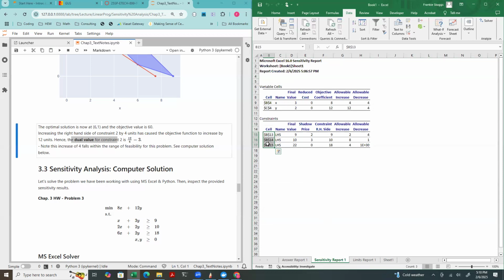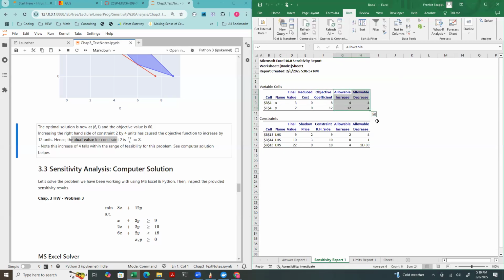All right, so let's first look at the variables table here. Obviously, I've got variable x. The final value is 3, and the variable y, the final value is 2. So this is telling me the optimal solution. The current objective coefficient is 8 and 12. That's just pulling right here and here from the model. So that's pretty easy. And then notice what I have here.